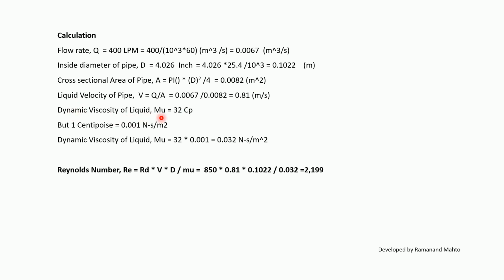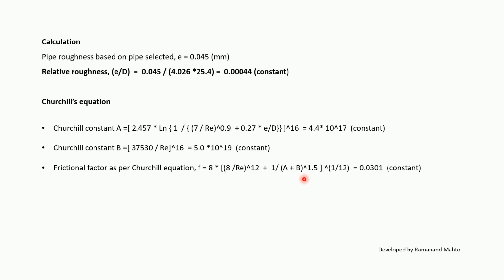Dynamic viscosity of liquid mu is 32 cP, but 1 centipoise is equal to 0.001 Newton second per meter square. So dynamic viscosity of liquid mu is 32 into 0.001, which is coming 0.032 Newton second per meter square. So Reynolds number is rho into V into D upon mu, which is 850 into 0.81 into 0.1022 upon 0.032, which is coming as 2199.